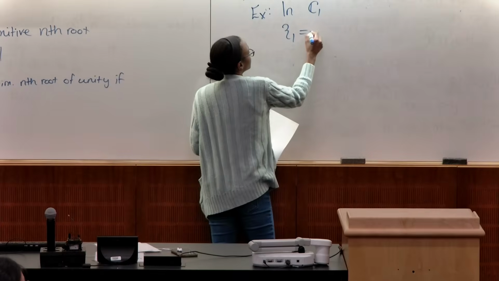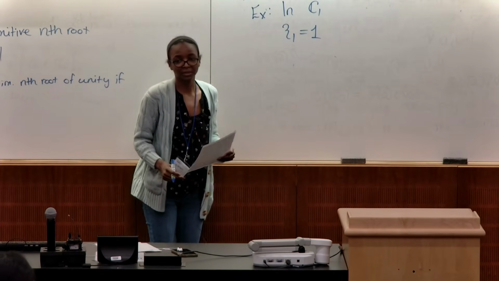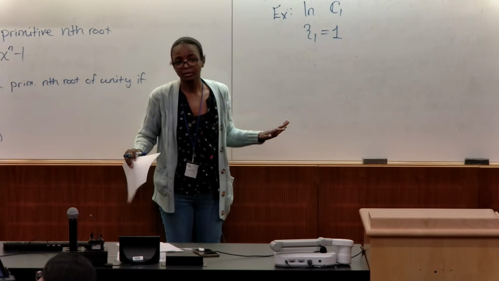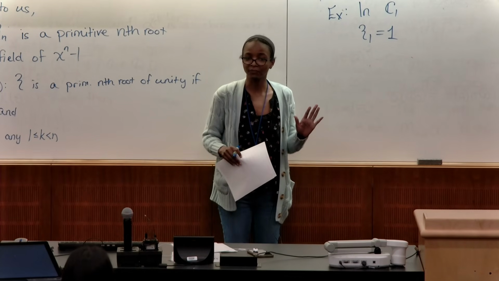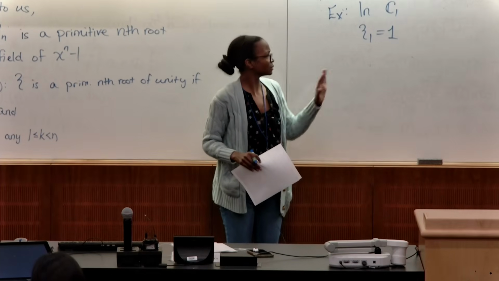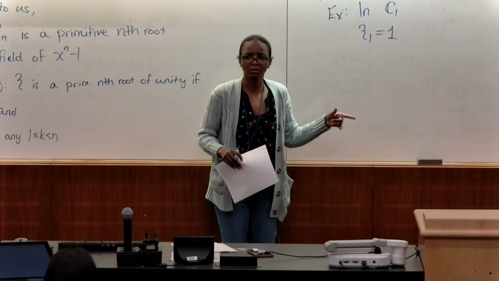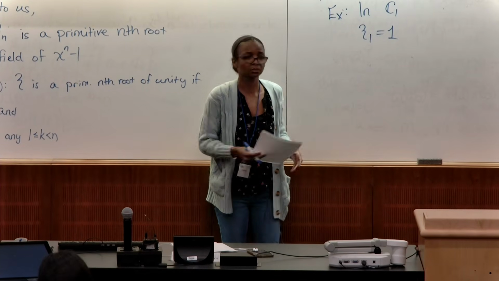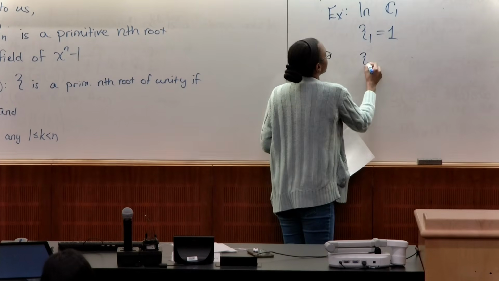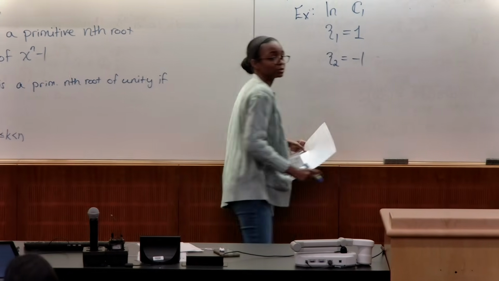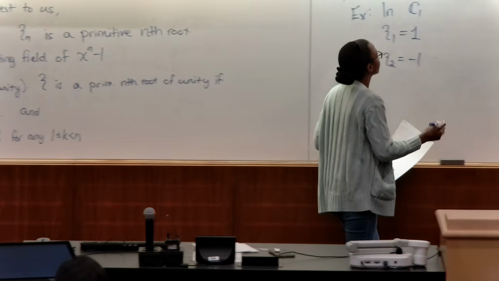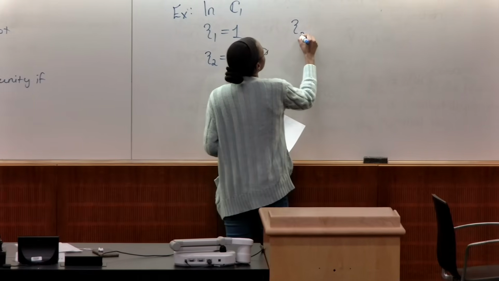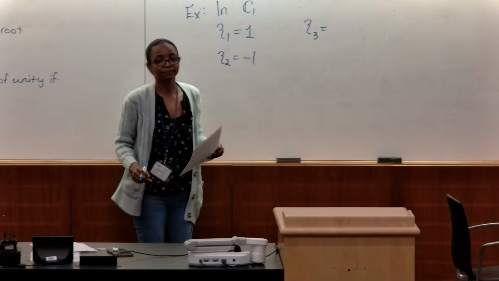I said in general, you have some choices, not for zeta 1 and zeta 2. Zeta 1 has to be 1. It just has to be. You don't have any other thing for which zeta to the 1 is equal to 1. It's just 1. Similarly, you don't have any choices for zeta 2. It just has to be negative 1. Okay. You do have a choice for zeta 3.